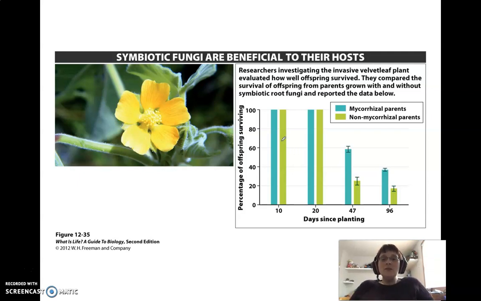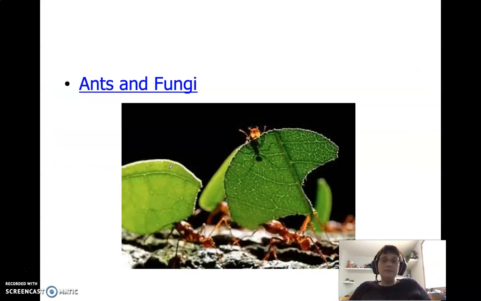And if you look what happens over time, for the first 20 days, they're exactly the same. Everybody survives. But when we hit day 47, there's a huge difference now. Half of the non-mycorrhizae, half of the non-fungus parent offspring are alive. We got double the survival, and that continues as you go on. There are also studies that show that plants that have mycorrhizae can grow 2, sometimes 3 times bigger than plants without mycorrhizae. So we know that this makes a big difference in the survival and growth of plants.